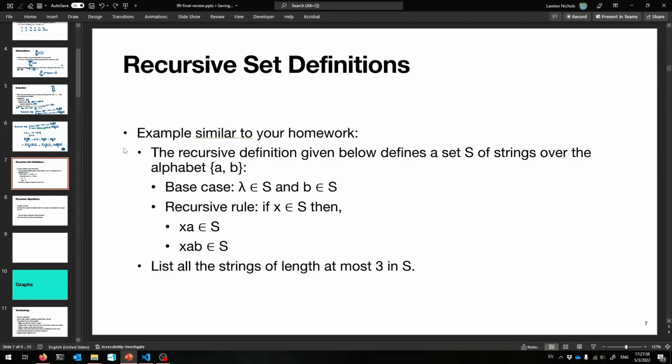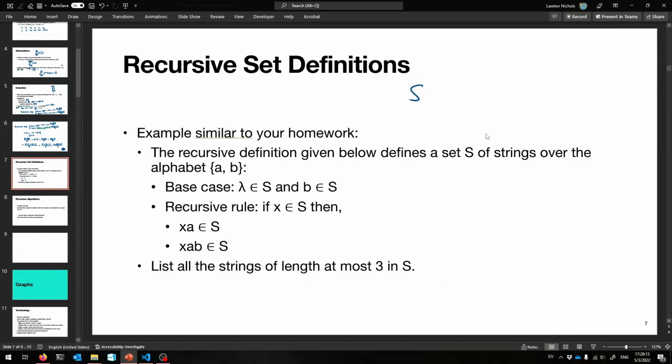So you can define a set of strings by saying, okay, base case, here are things that I immediately know are in my set S, and then recursively, you can pick something out of your existing set and build up bigger things. So if you find X in S, then take it out for a second, plop an A at the end, I claim that's also in S. My rule says that's also going to be in S. You can also stick an AB at the end. That's also going to be in S. And so our job is to list all the strings of length at most 3 in the set S. So let's figure this out.